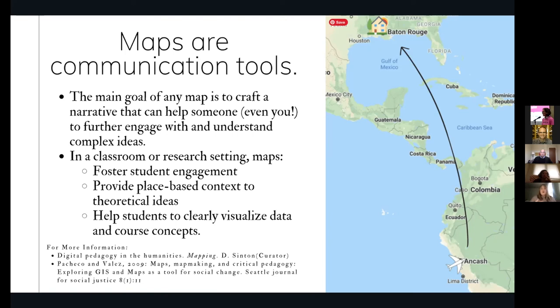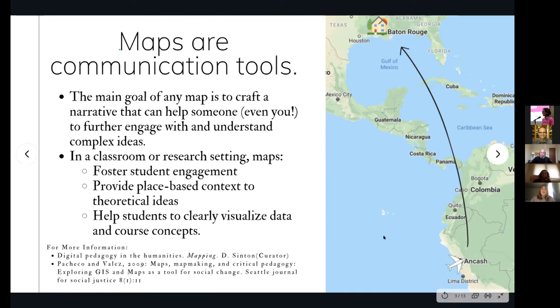So the main goal of any map is to communicate the data that you're trying to share and further engage with ideas. And pedagogically, this has a lot of benefits, but mostly it's visualizing data and telling that data story. I am not the GIS professor. I am a cultural and historical geographer. But I focus on people's memory and their identity and the story they have to tell. And mapping is really great for that because it allows us to visualize these stories and other course concepts.